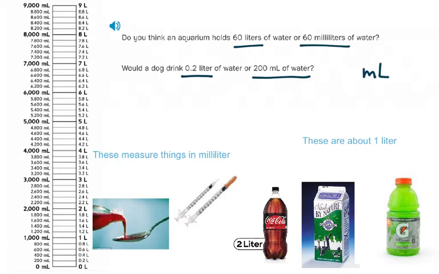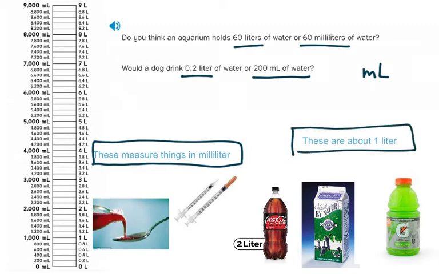So here are some things to help you get an idea of what milliliters are for. If you were going to get a shot, let's say a flu shot or a vaccination of some sort, they would measure that in milliliters, a very small amount. Or if you were taking some cough syrup, those would be very small measurements.